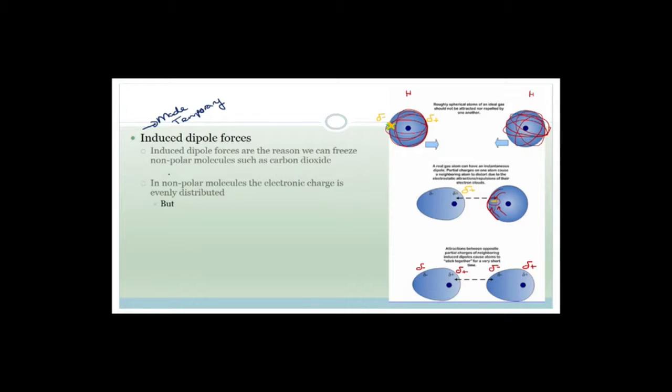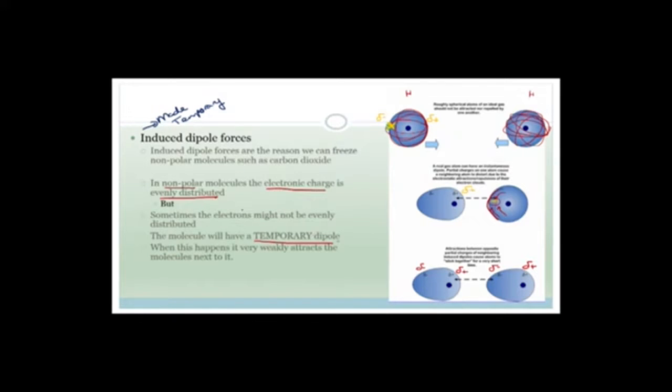So, like we said, in non-polar molecules, the electronic charge is evenly distributed. Okay, but sometimes electrons might not be evenly distributed, as I've shown you, okay? The molecule will have a temporary dipole, very temporary. We're talking seriously an instantaneous dipole almost, okay? When this happens, it very weakly attracts the molecules next to it.